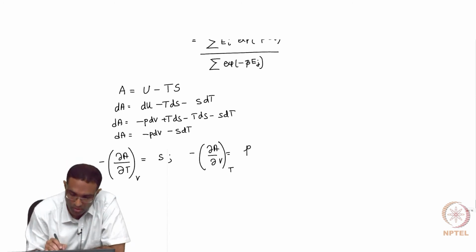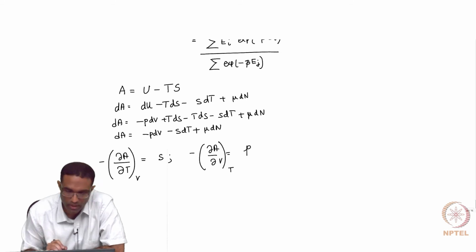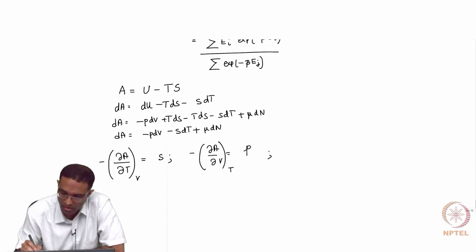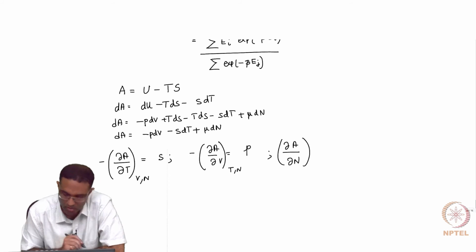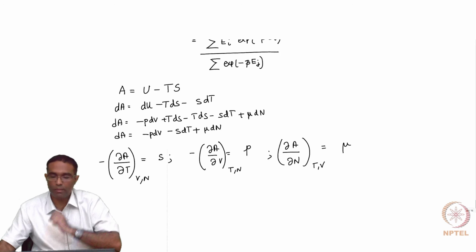Of course, if you are also considering the chemical potential of the system, you would continue to have a plus mu dn term from here. Therefore, you have dou A by dou n, keeping n constant, differentiated with respect to n at constant T and V, equal to the chemical potential of the system.